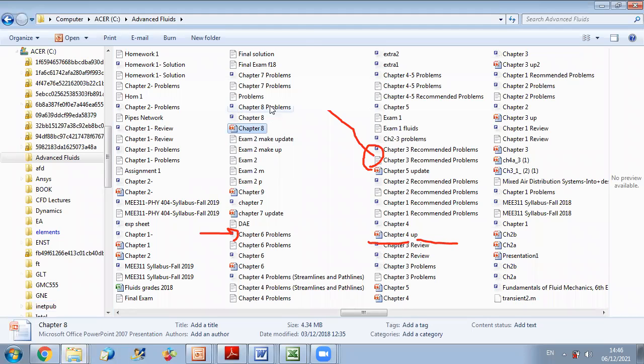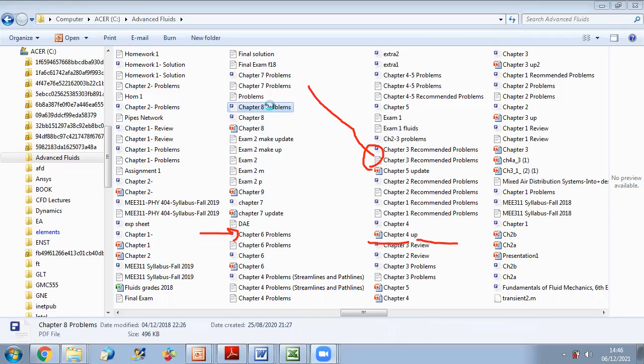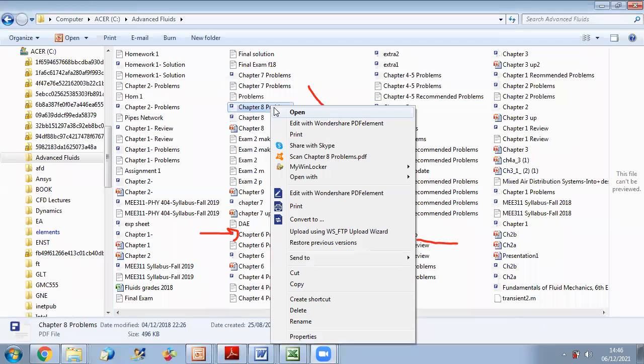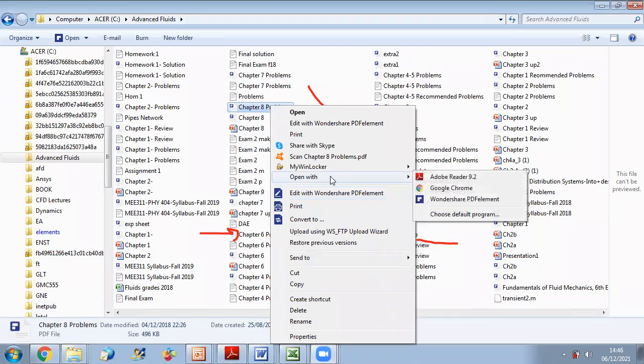So chapter 8 problems. And I will also open on Blackboard, where I put all the charts for you. I will show you all the charts that we'll use to solve the problems.